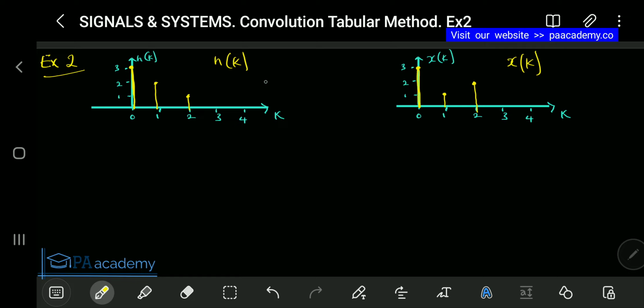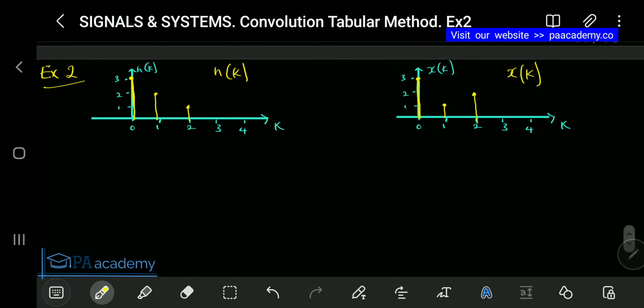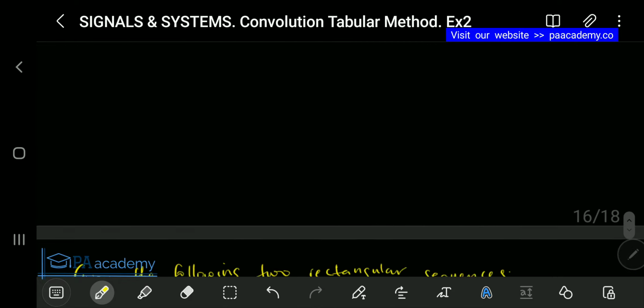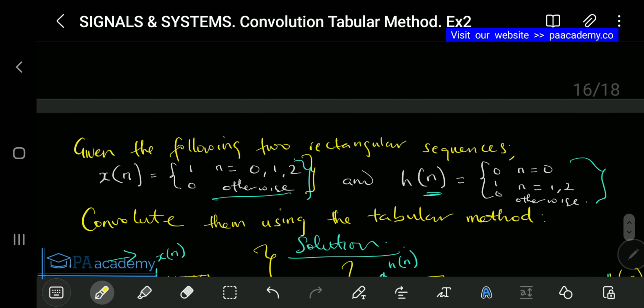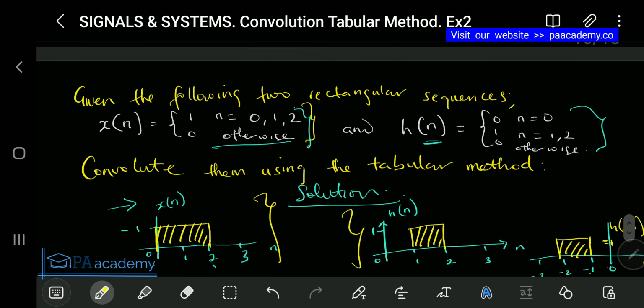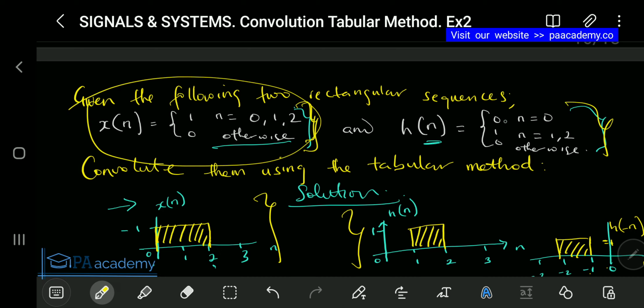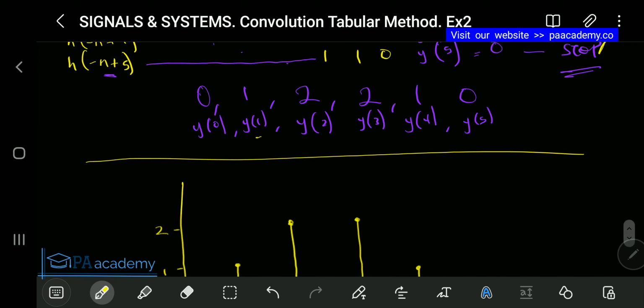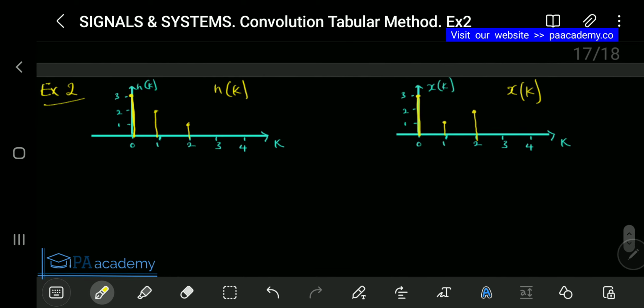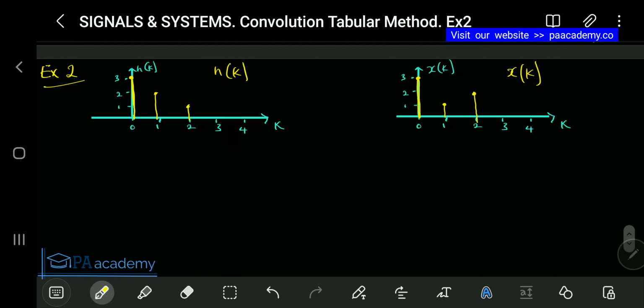Now we are given these two signals, and we are asked to convolve them. Unlike example 1 that we looked at earlier, where we were given a mathematical expression of the signal, for x of n and h of n, in this example we are given the graphical representation. So right here is our h of n, and this is h of k, and this is x of k.